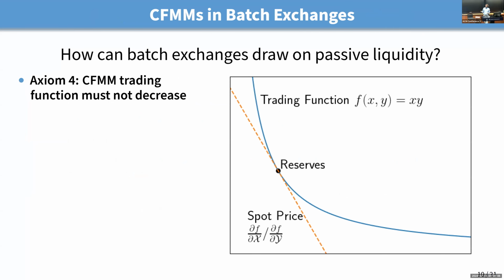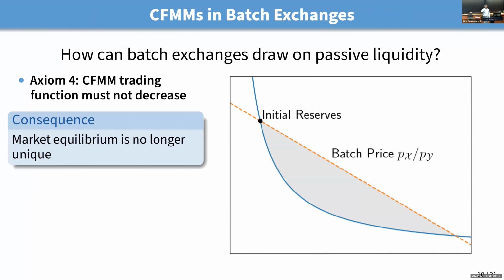We also need to make sure that if we're going to talk to a CFMM, the trading function doesn't decrease. Again, this is just the basic property of the CFMM. However, suddenly now we no longer have a unique market equilibrium. That's just because you can visualize the batch price as this orange line, right?